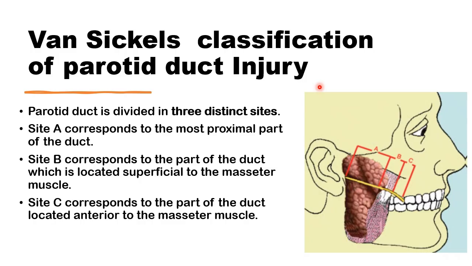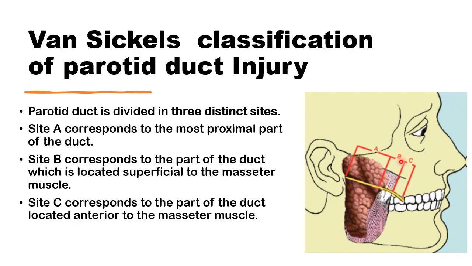It is quite useful because it would be helpful in deciding the management plan according to the site of the injury. The von Sickels classification classifies the site of the duct injury into three unequal parts. The site A is the largest, and this refers to the area of the intraglandular part of the duct branches and ductules within the parotid gland.